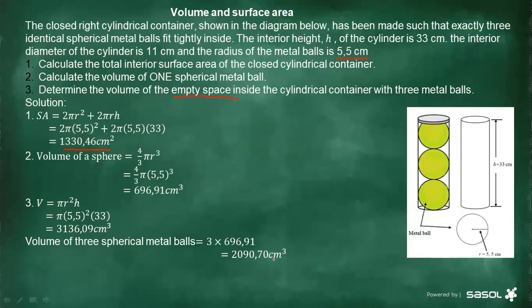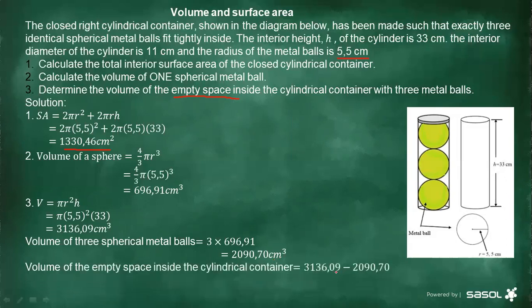Now, after determining the volume of the cylinder and the volume of 3 metal balls, we are going to subtract them. So we say the volume of the empty space inside the cylindrical container is this one minus this one, and it's going to give us 1,045,39 cubic centimeters. So that is the volume of this space, which is not occupied by these 3 balls.